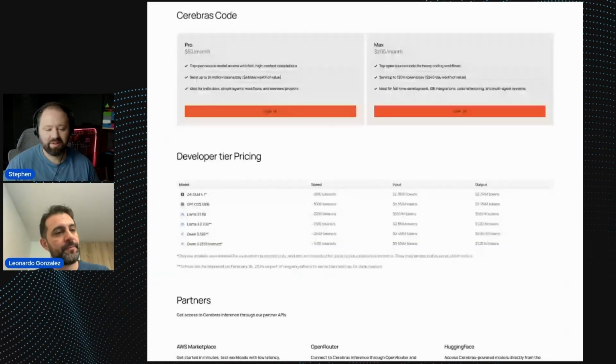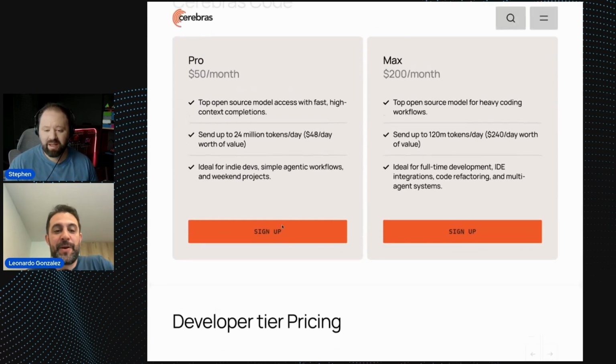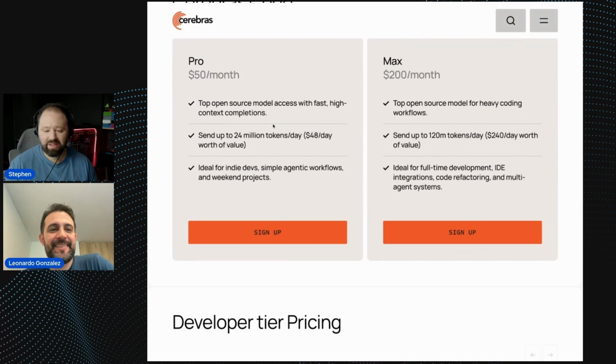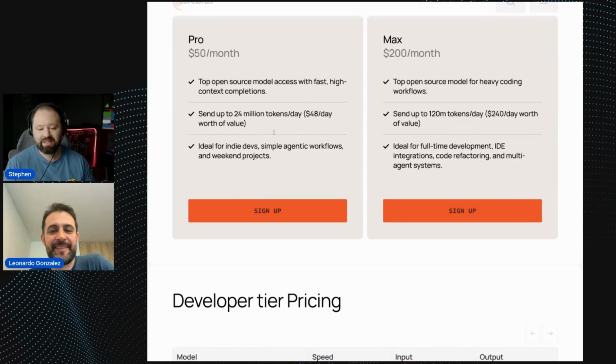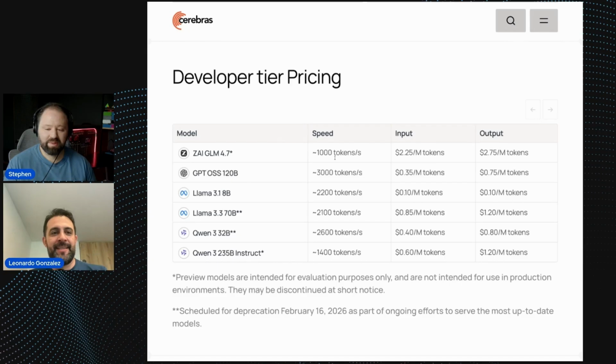Here, I'm going to look at the pricing. I'm just curious. So this is the Cerebras. Let me make this bigger. Okay, so $50 a month, you can send 24 million tokens per day. It's not saying what you're getting out of it, but sending 24 million. Here's their developer, more a la carte pricing. So you were using GLM 4.7 at 1,000 tokens per second. You get $2.25 per million in, $2.75 per million out.